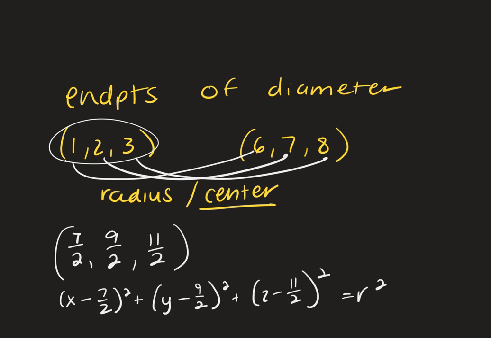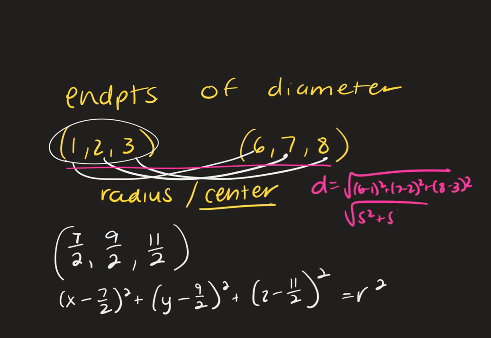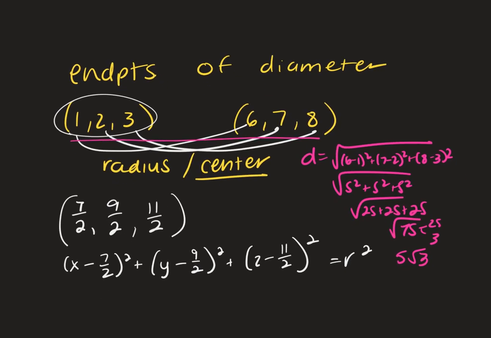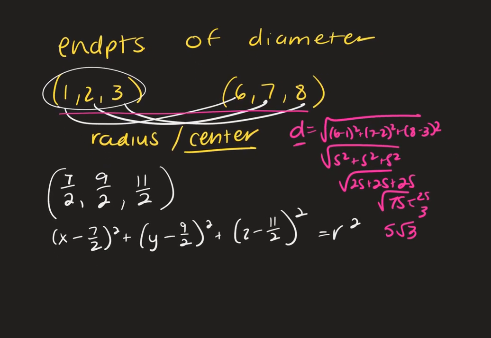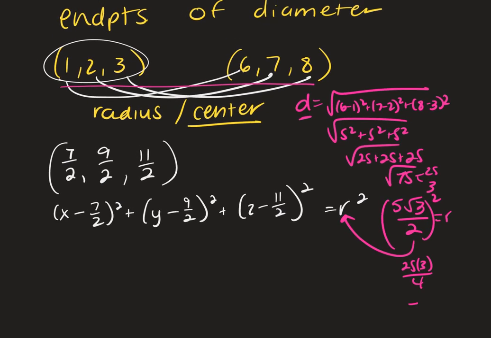The other option is to find the diameter using the distance formula. So use the distance formula between these. So it'd be 6 minus 1, 7 minus 2, 8 minus 3. And I'd get 5 squared, 5 squared, 5 squared, 25 plus 25 plus 25, square root 75, which is 25 times 3, so 5 root 3. And then that's the diameter. So the radius is going to be that divided by 2. And then in my equation, it's squared. So I would square, and I would get 25 times 3 over 4, or 75 over 4.